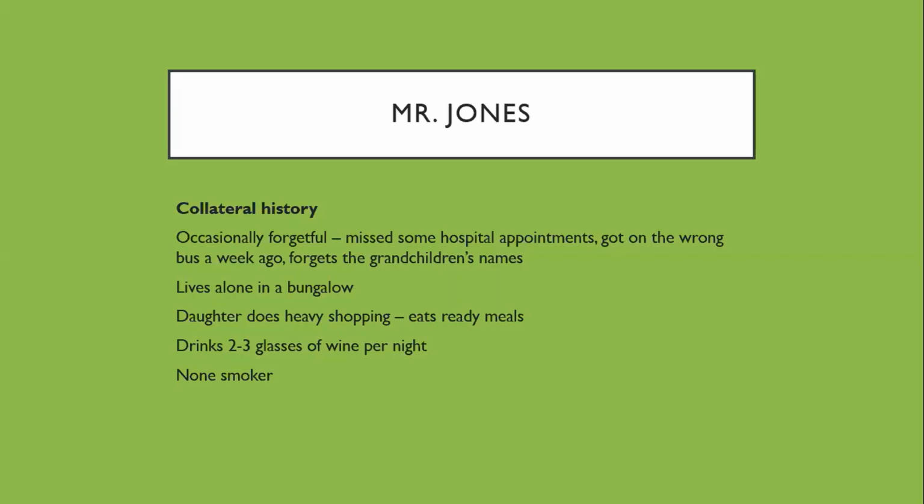So for example, his relatives have said that he missed some hospital appointments, he got on the wrong bus, he sometimes forgets the grandchildren's names, and sometimes people are quite forgiving that this is very normal and to be expected in older people. Whereas if somebody was telling me this, I'd certainly be concerned that there was mild early cognitive impairment.